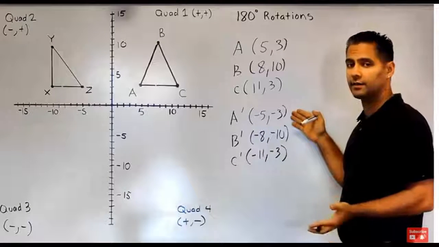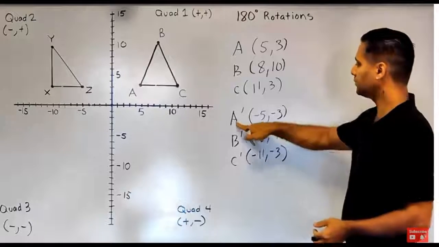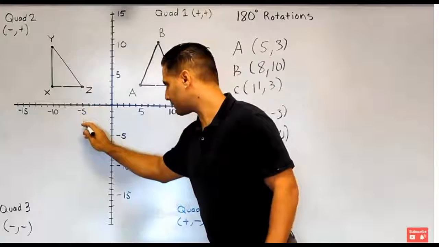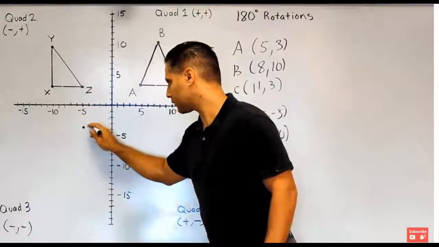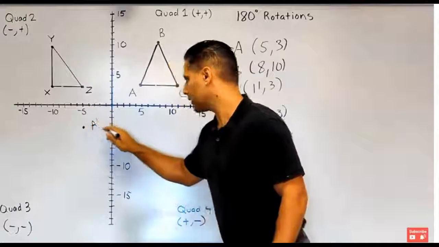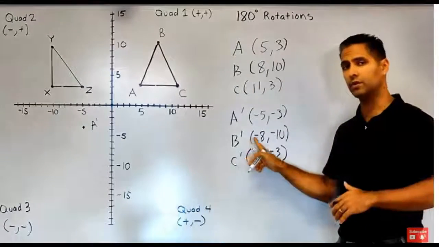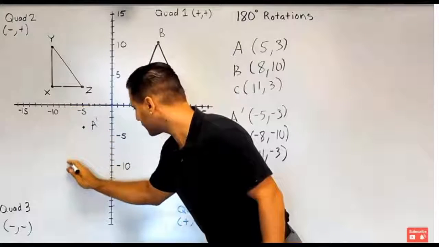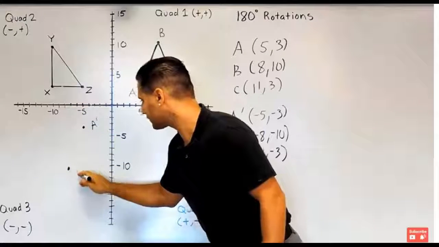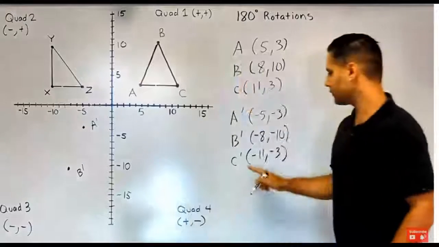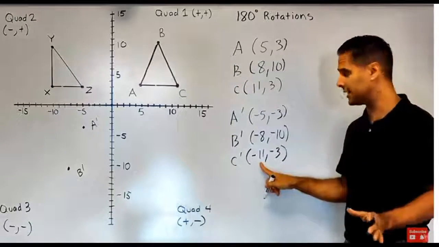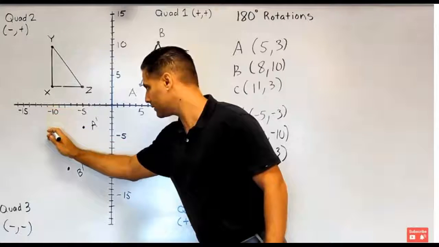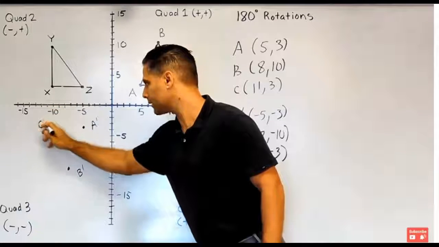Now let's identify the location of these points. A is going to be located at -5, -3. So we go over 5, down 3. That's the new location of A. For the new location of B, we're going to go to the left 8 and down 10. That's the new B. And for the new location of C, we're going to go to the left 11 and down 3. So we go to -11 and down 3.